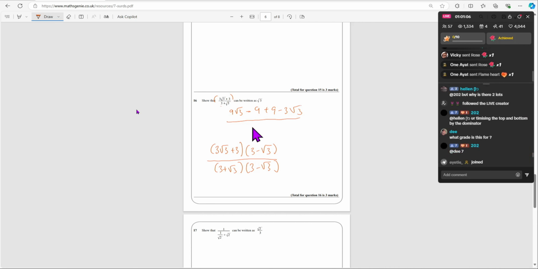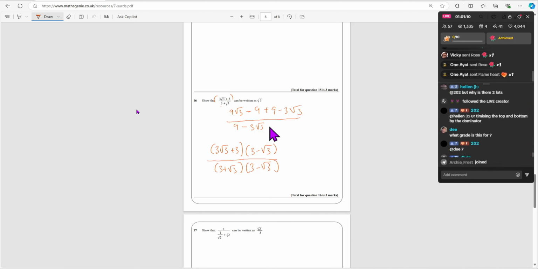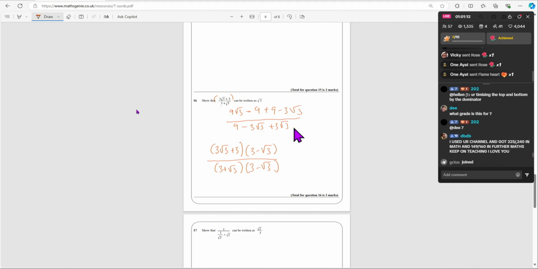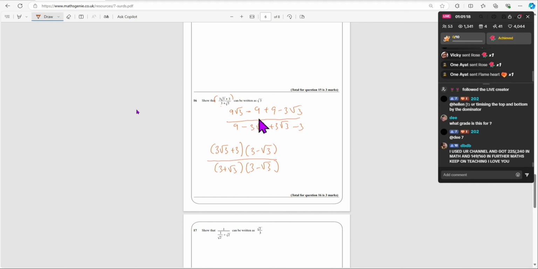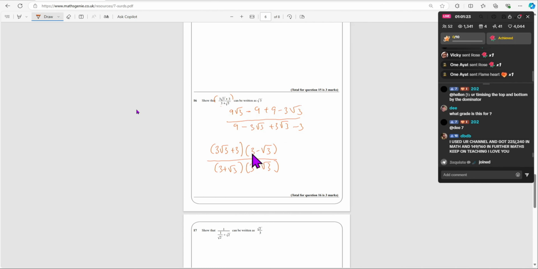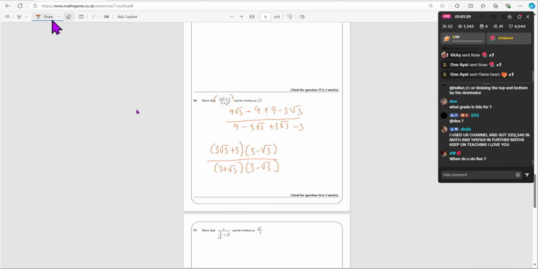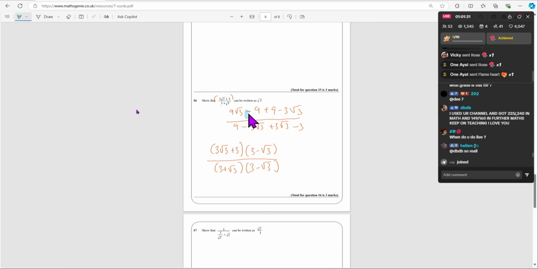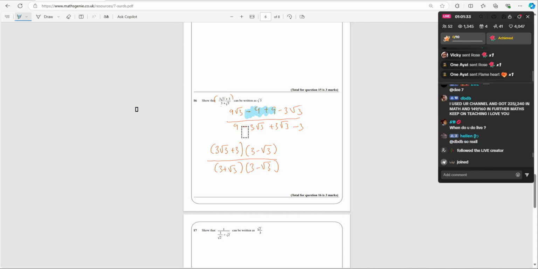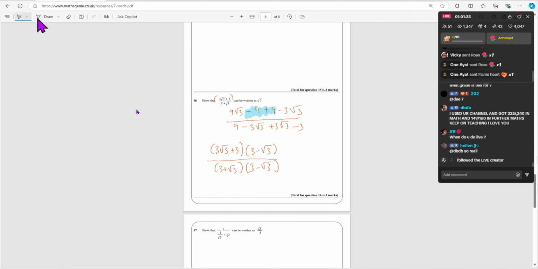Over 9 minus 3 root 3 plus 3 root 3 minus 3. Now you can literally see why we multiply by the negative. As you can see, this will cancel out. That's why we multiply it by the negative.